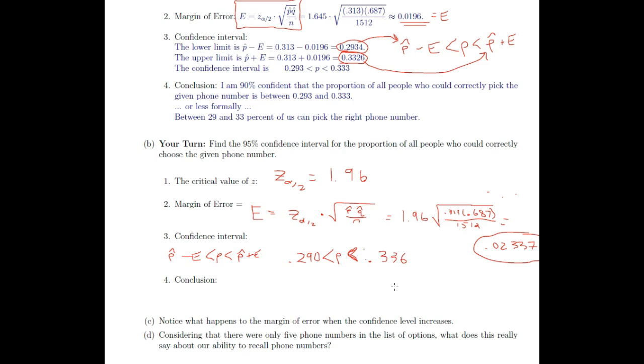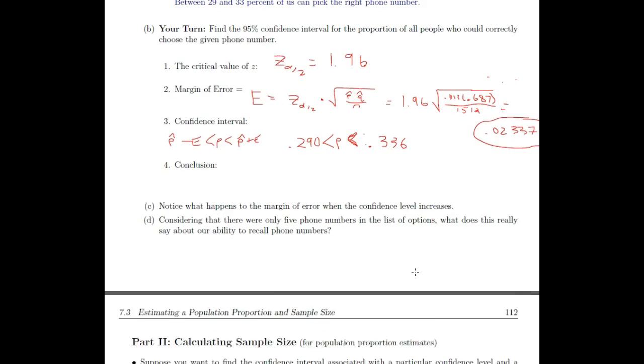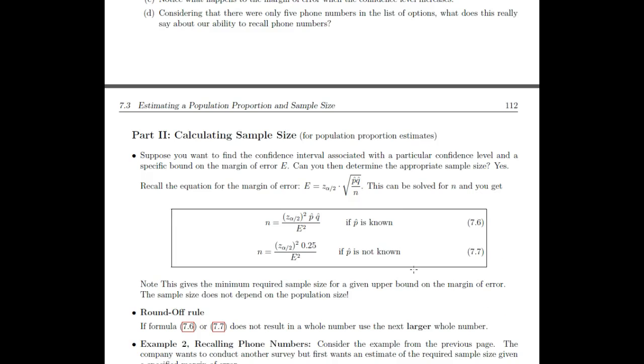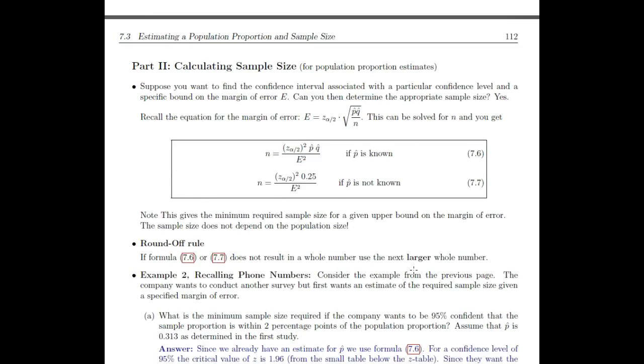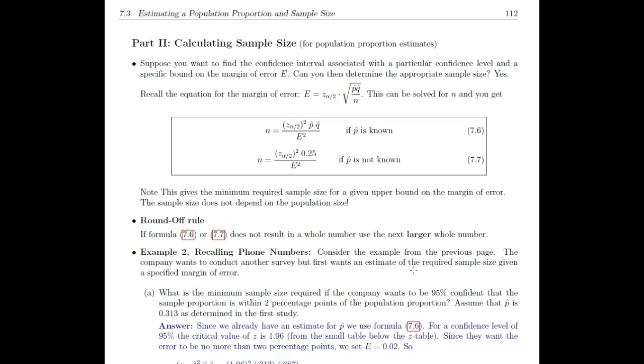That's my final answer. My conclusion would be that I'm 95% confident that the true population proportion is between 0.290 and 0.336. Or you could say, a little more casually, I'm 95% confident that the true percent of people is somewhere between 29% and 33.6%. Okay, cool. All right, I'll let you think about C and D on your own if you'd like, and we'll do some of that thinking in class.